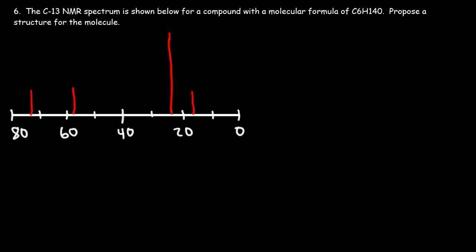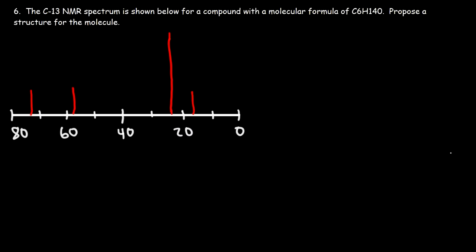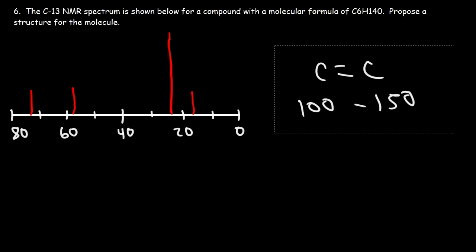Now, could it be an aldehyde or a ketone? It can't be an aldehyde or a ketone because we don't have the carbonyl signal between 150 and 220. So that's out. Now, something we need to take into consideration is the presence of any rings or double bonds. A double bond would show up between 100 and 150. So we don't have that. So we don't have a benzene ring or a double bond.